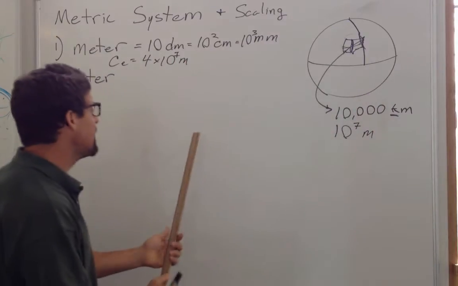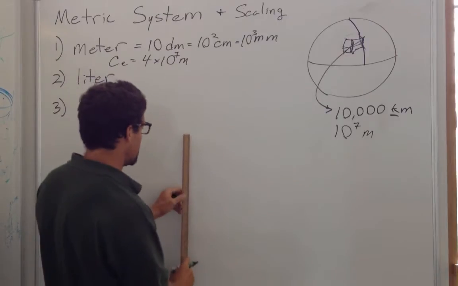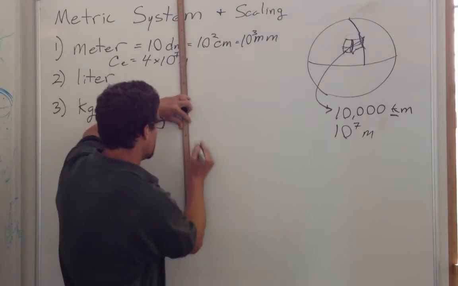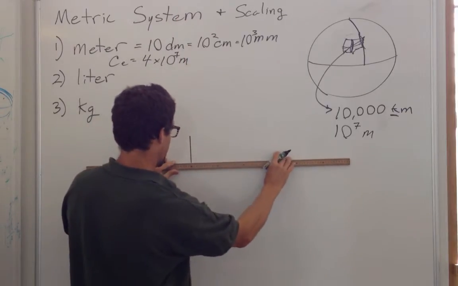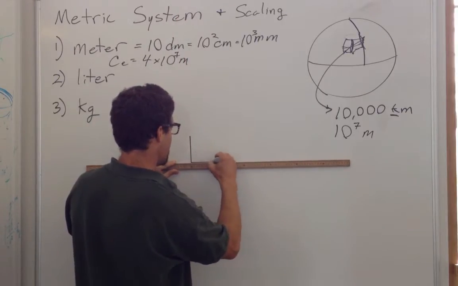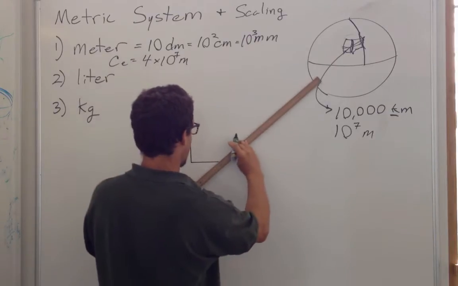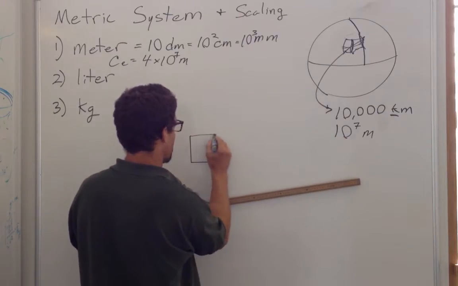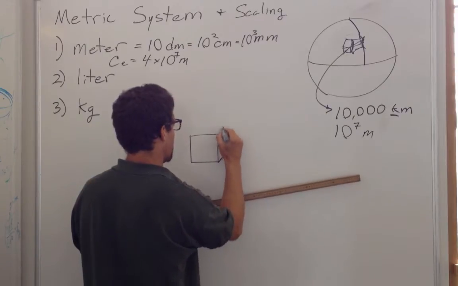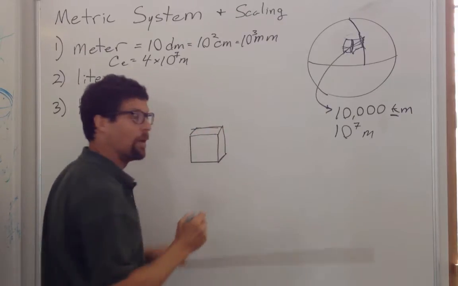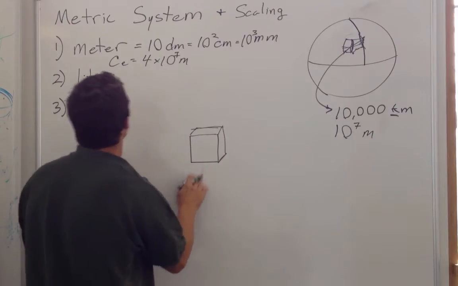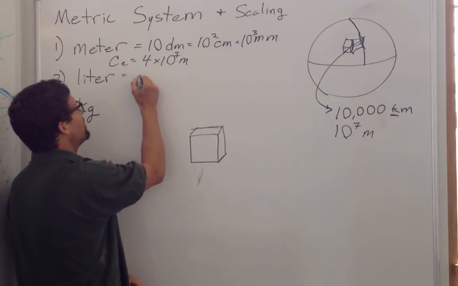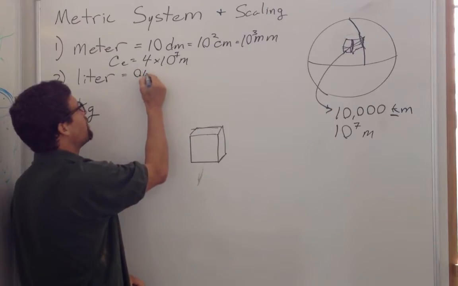Volume. So what is a liter? A liter is a cubic decimeter. So we take a decimeter, 1/10 of a meter, in height, in width, and in depth. And we have a liter. So 1 liter is equal to 1 decimeter, 0.1 meters, cubed.